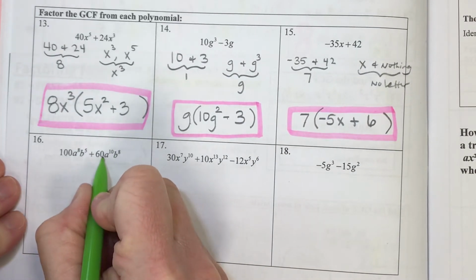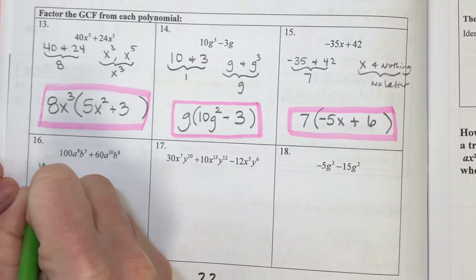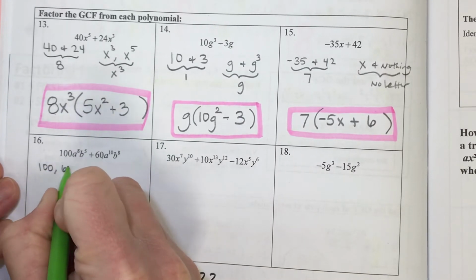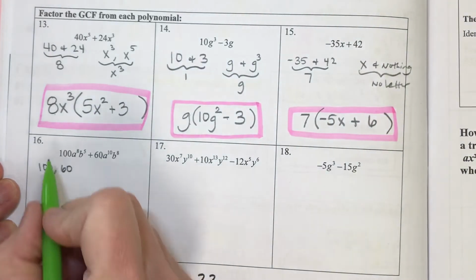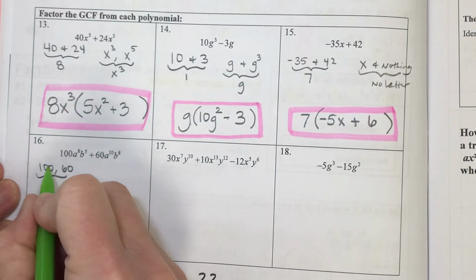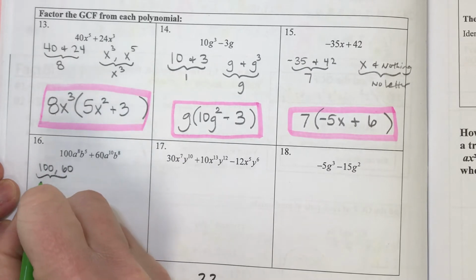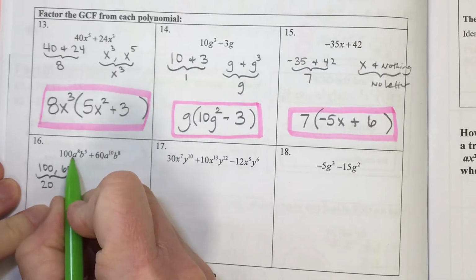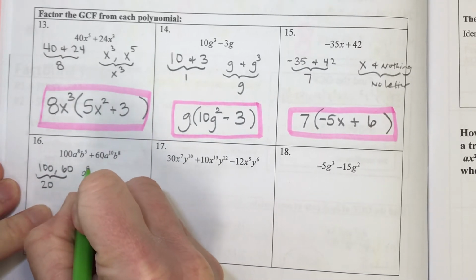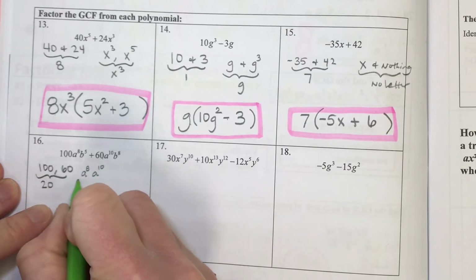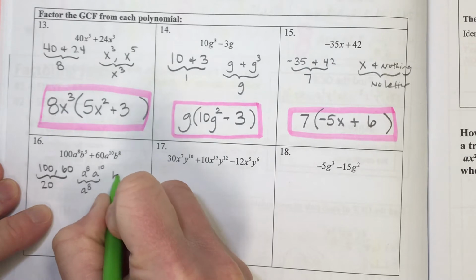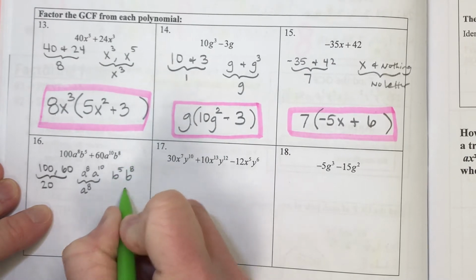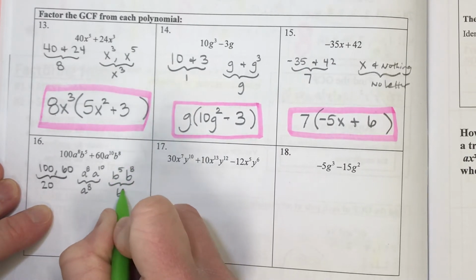Between 160, the greatest common factor that will come out of both of those is the number 20. 20 comes out. And now I'm going to do my A's and my B's. A to the 8th and A to the 10th. The smaller of the two is A to the 8th. And now for my B's, B to the 5th and B to the 8th for my terms. The smaller of the power is B to the 5th.